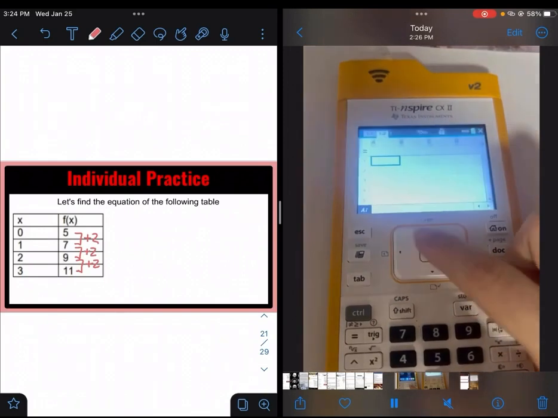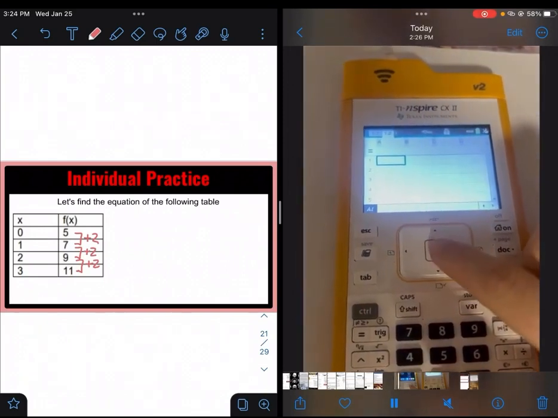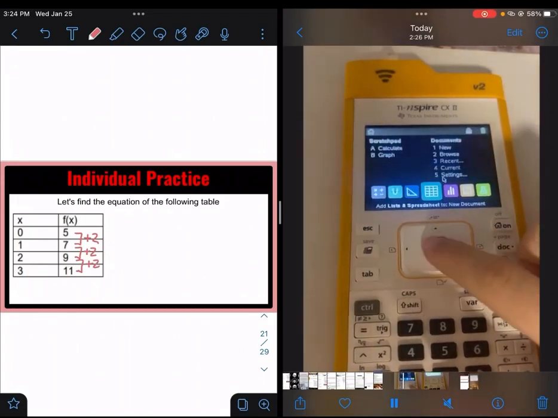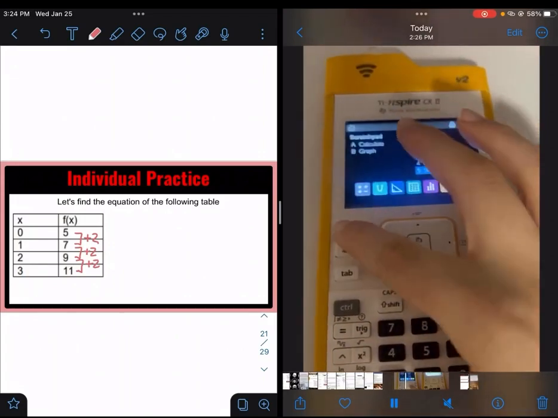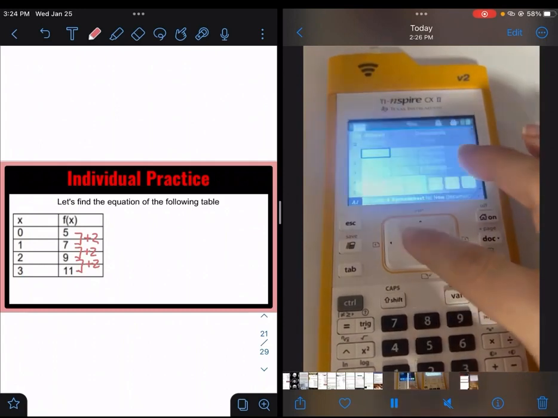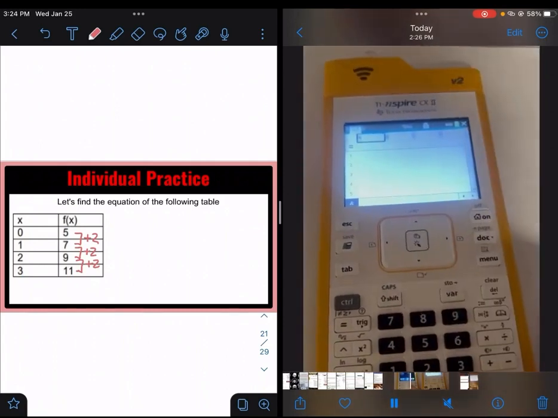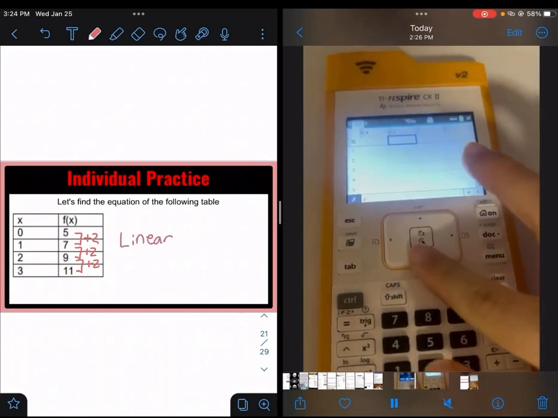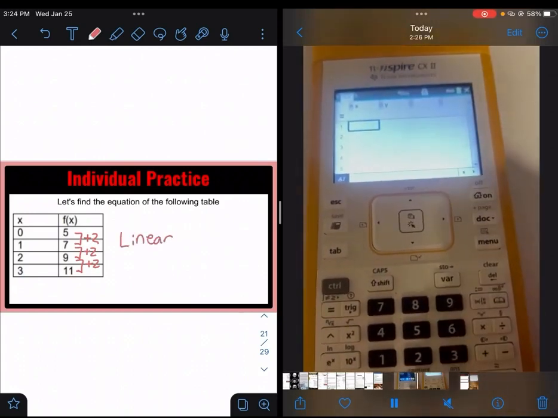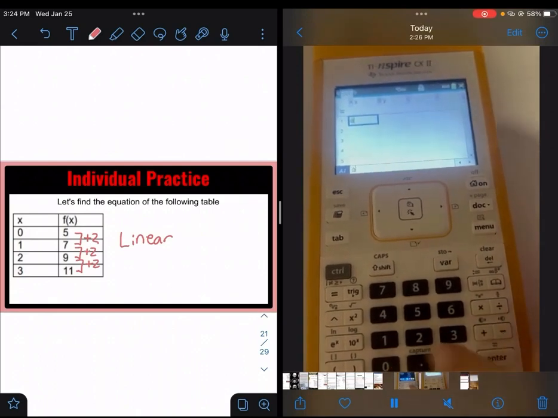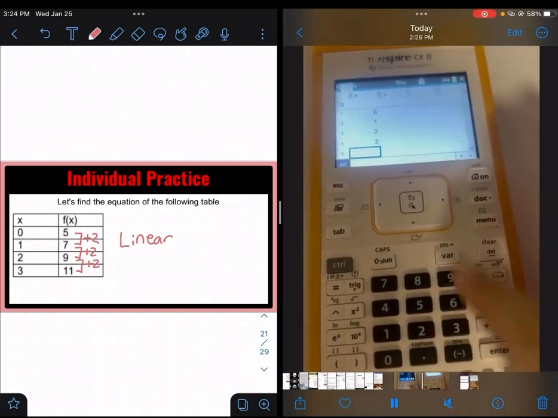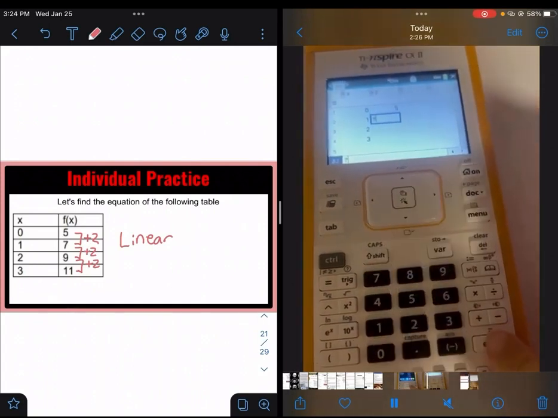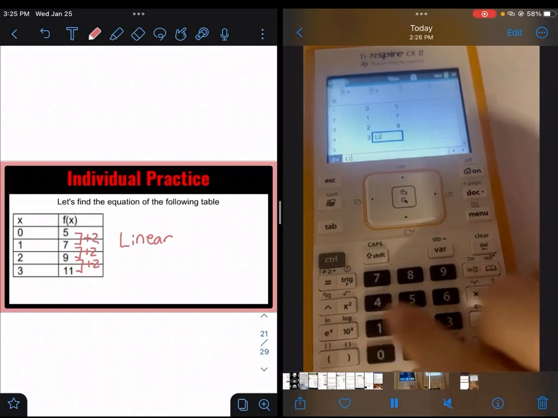Go to lists and spreadsheets. We are going to X out of whatever's already put in. Do we want to save it? No, we do not. Then we are going to go to lists and spreadsheets, click X, then type in what we have for the X numbers, 0, 1, 2, 3, and then go over and type in the Y, 5, 7, 9, 11, enter.